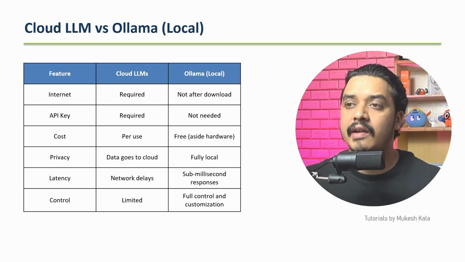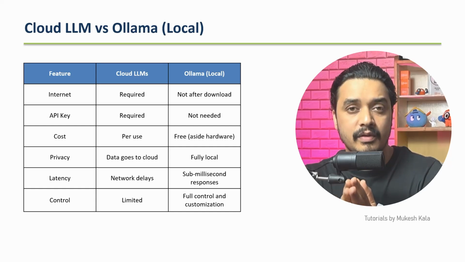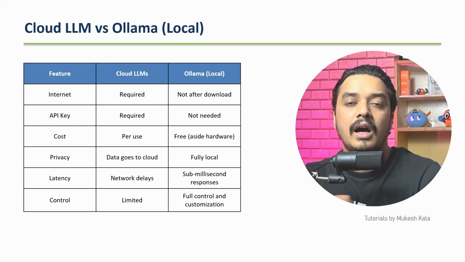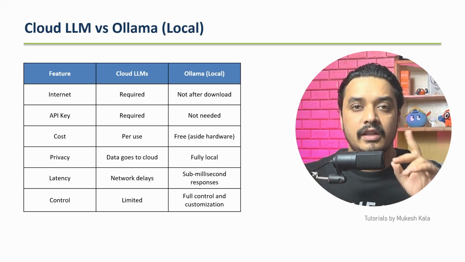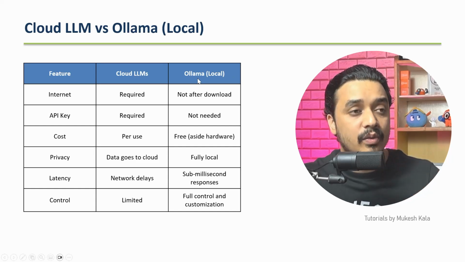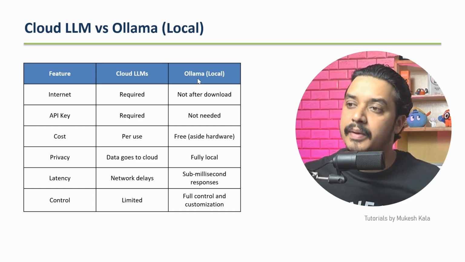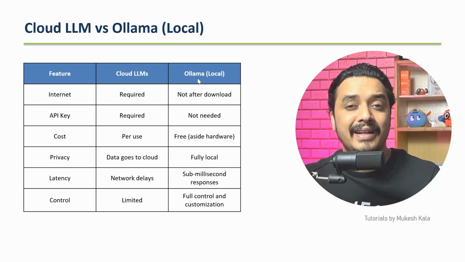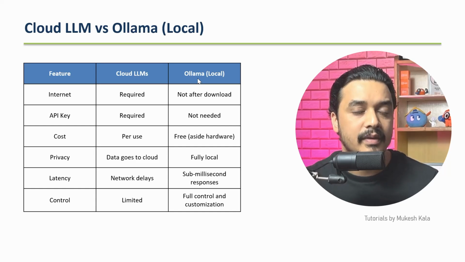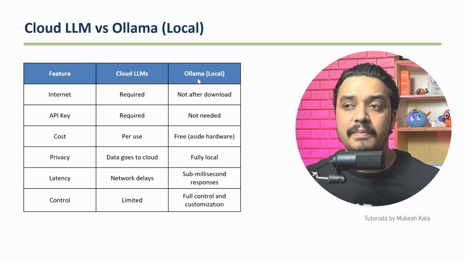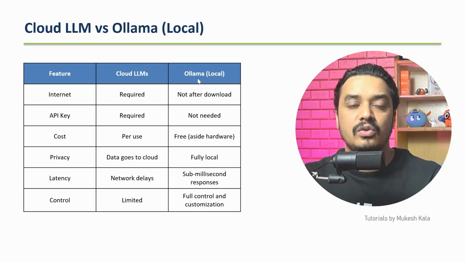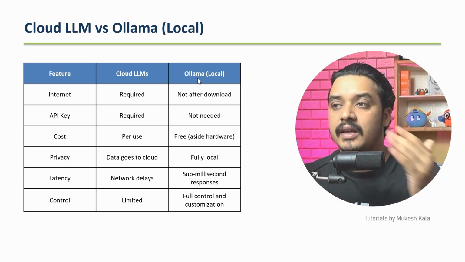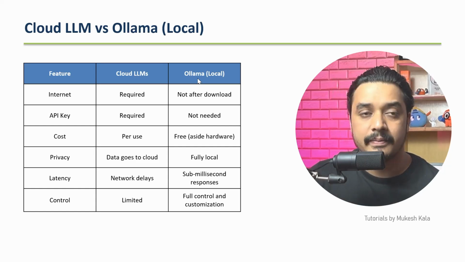Now, if I have to compare an LLM which is installed on the cloud and an LLM which is installed locally, how would it differ? The first thing is, you would notice that internet is required to access the cloud, and that's a bare minimum. Whereas if I am using Ollama, I would need internet only to download it for the first time. Once I have downloaded it and set it up, I do not need internet to connect to my model, right? Since I am using the cloud LLM, I require the API key. In Ollama, I do not need an API key.